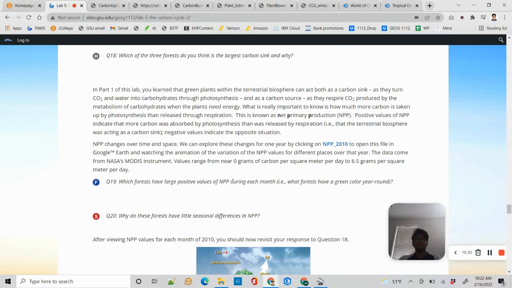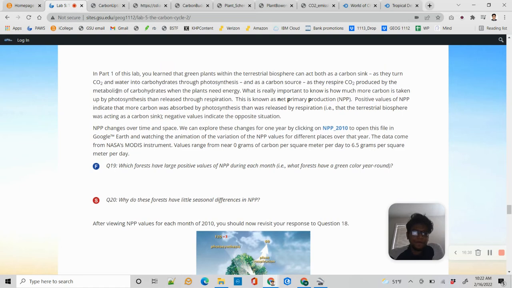Then there is a question about NPP. I told you I will be talking about that in here. So in part one of this level on the green plants, NPP means net primary production. Positive values of NPP are related to the carbon intake and carbon emission. If you look at the positive NPP, it means that more carbon was absorbed by the sink than was released by the respiration.